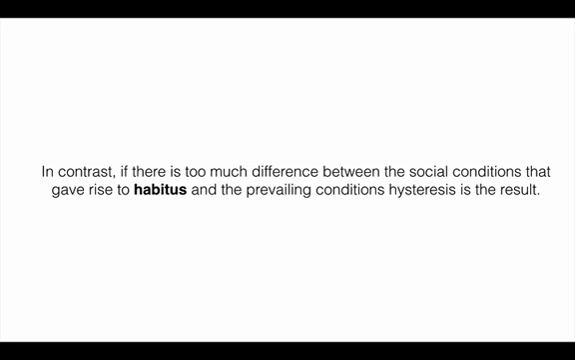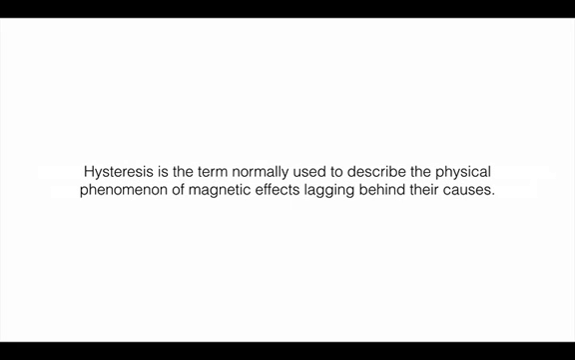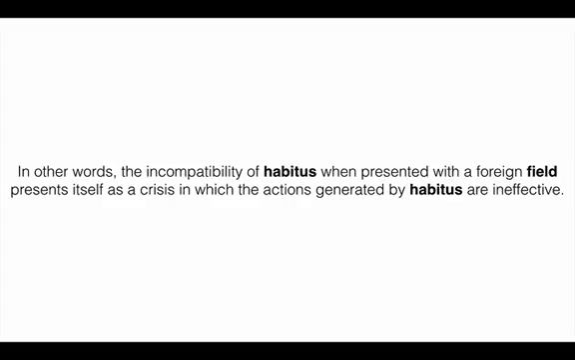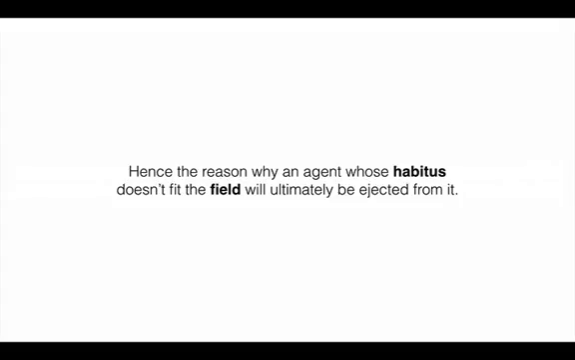In contrast, if there is too much difference between the social conditions that gave rise to habitus and the prevailing conditions, hysteresis is the effect. Hysteresis is the term normally used to describe the physical phenomena of magnetic effects lagging behind their causes. In other words, the incompatibility of habitus, when presented with a foreign field, presents itself as a crisis in which the actions generated by habitus are ineffective. Hence, the reason why an agent whose habitus doesn't fit the field will ultimately be ejected from it.